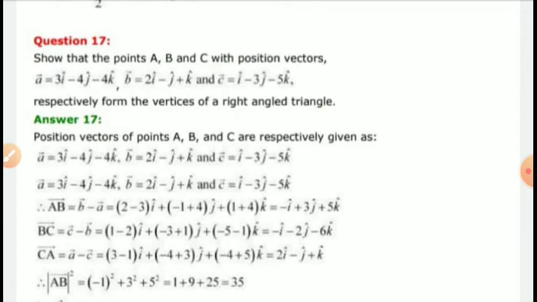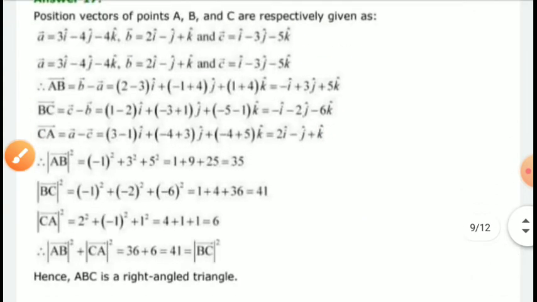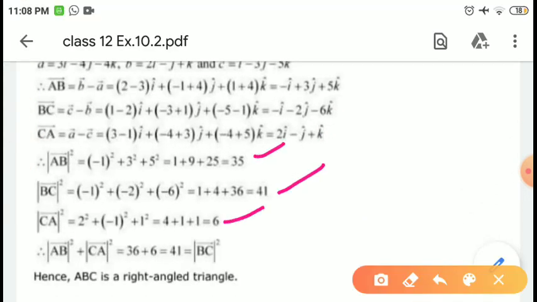So we need to find the sides of the triangle. AB is nothing but B bar minus A bar, and BC is C bar minus B bar, and CA you need to find out as A bar minus C bar. So their magnitudes you find out. Magnitudes you got as root 35, root 41 and 6.